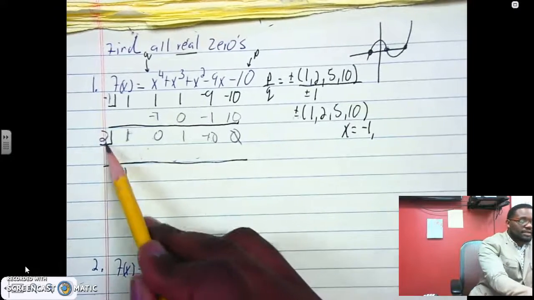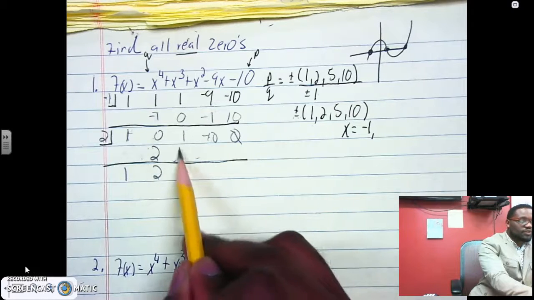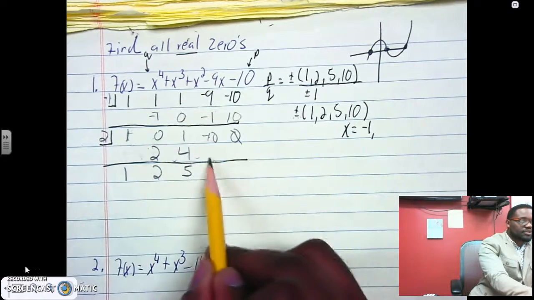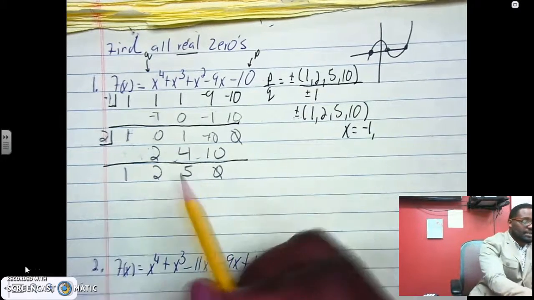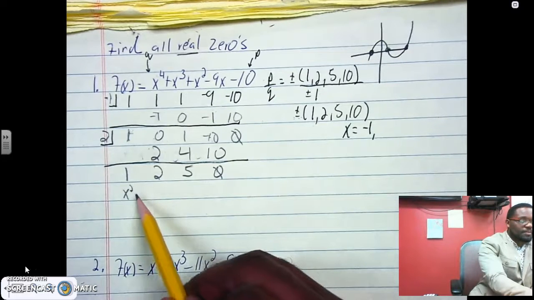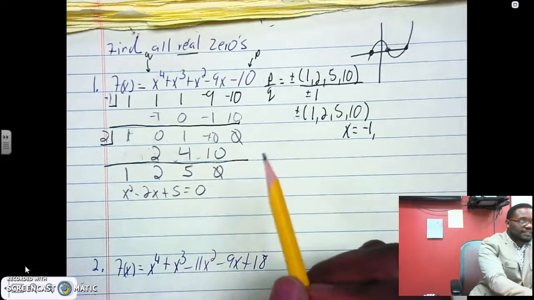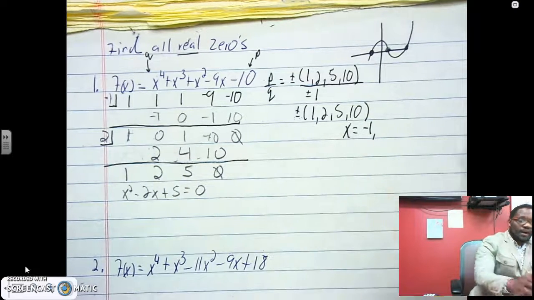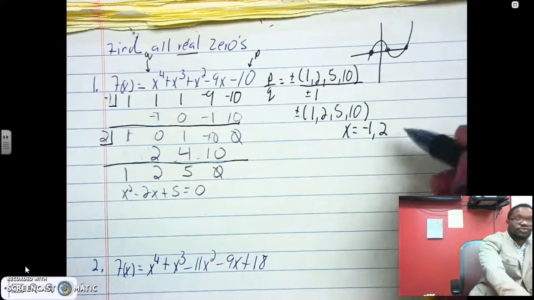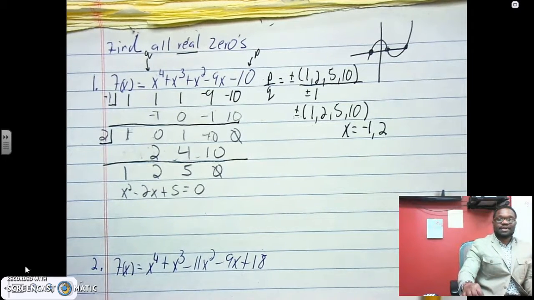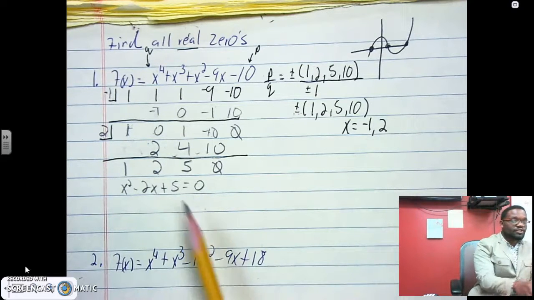So 1 times 2 is 2, and that makes 2. 2 times 2, 4. That makes 5. 5 times 2, 10. And look, I get a 0. Right? So what does that mean? That means this is x squared minus 2x plus 5 equals 0. Okay? So now I have x equals negative 1 and x equals 2 as my solutions, as my zeros. By doing synthetic division, now look what I have left over. You say, aren't you done?